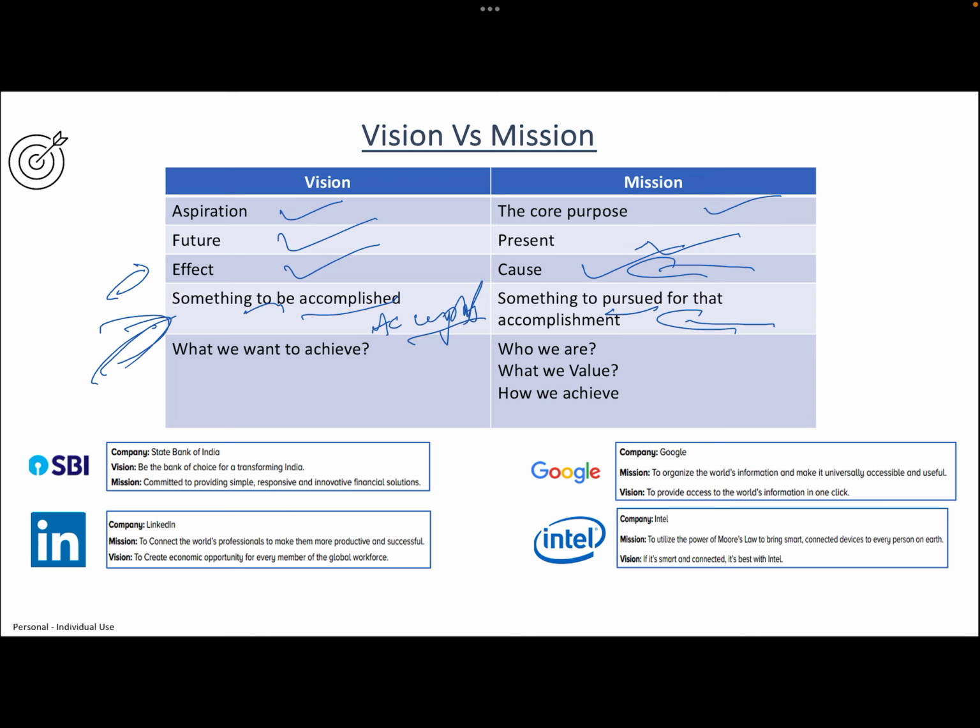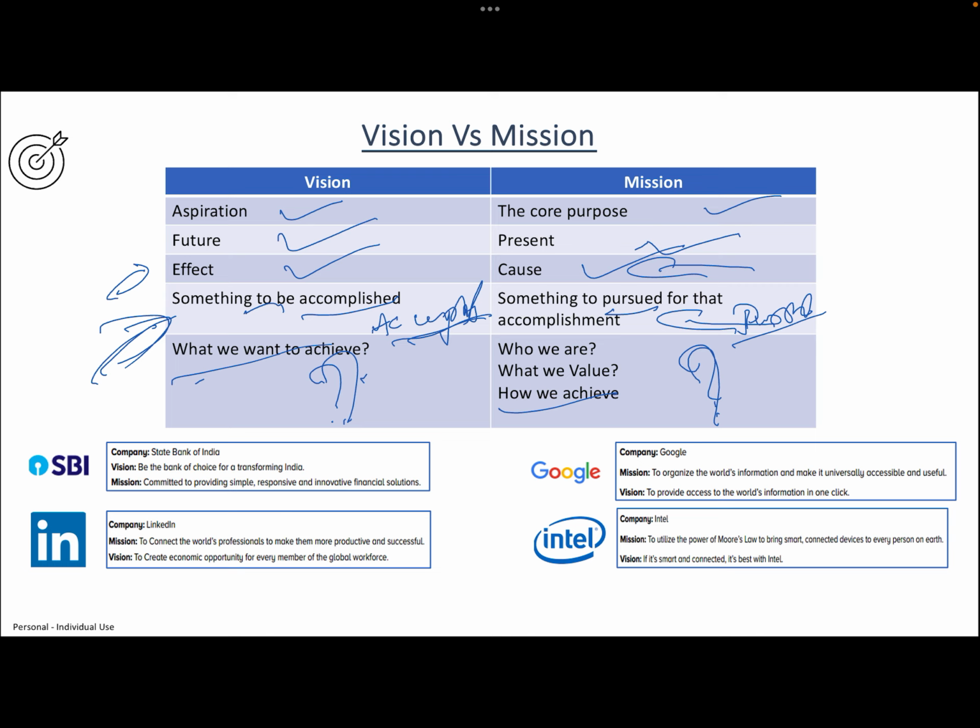This is what we are going to achieve, and this is the way we are going to achieve it, how we are going to pursue. So accomplish or achieve is the same. So that's what we have here: what we want to achieve and how we are going to achieve it. Clear, guys? Vision and mission statement. What we want to achieve is vision and how we are going to achieve is called mission.